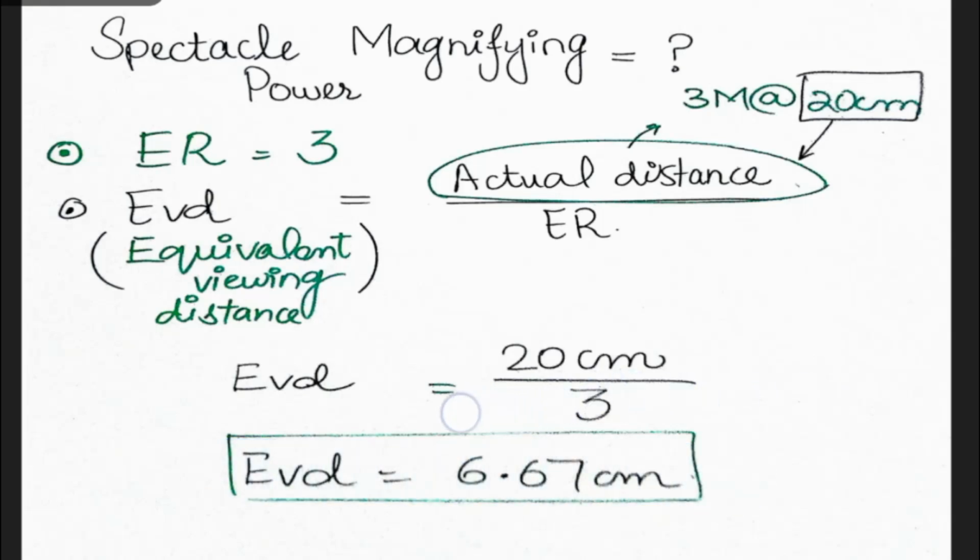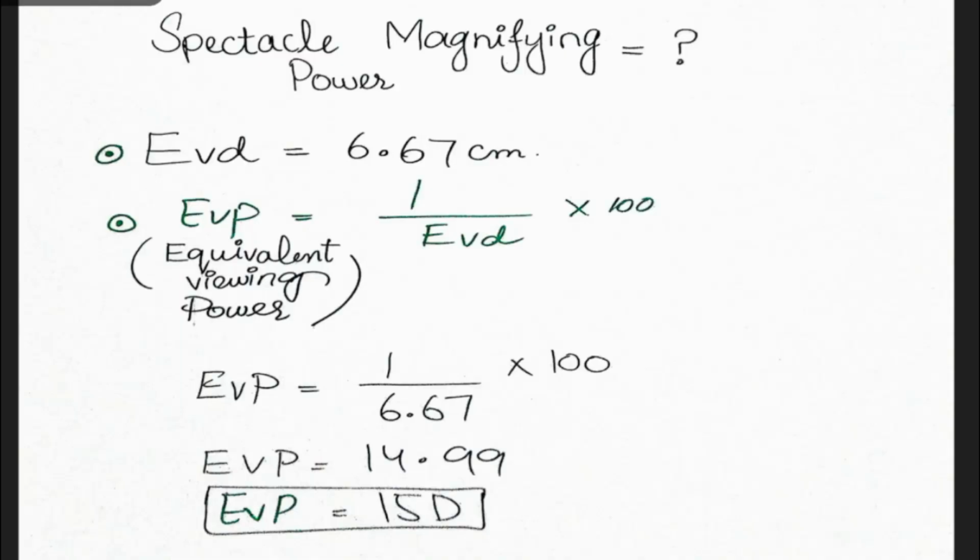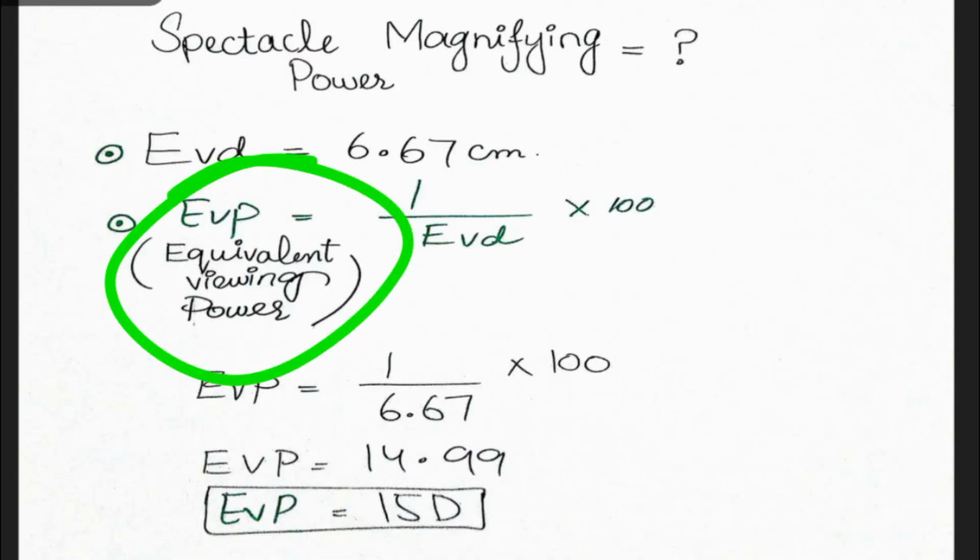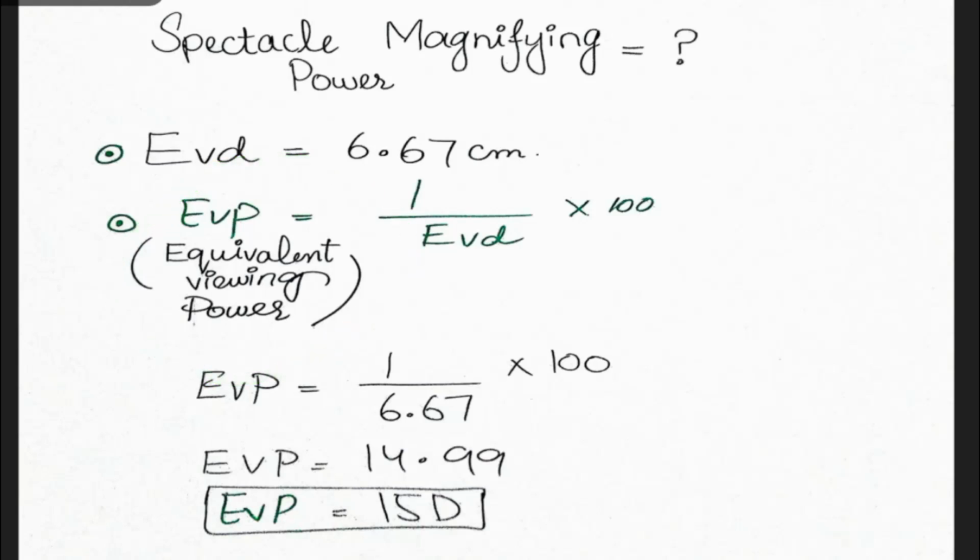So now, after knowing the equivalent viewing distance, we can calculate the equivalent viewing power of the spectacle magnifier. Basically we wanted to calculate the equivalent viewing power, but we were unable to know the value of the equivalent viewing distance, so that is why we did the previous steps. So now the equivalent viewing power of the spectacle magnifier equals 1 over 6.67 multiplied by 100. You obtain EVP equals 14.99, approximately 15 diopters. So this is basically the power of the spectacle magnifier. So EVP equals 15 diopters.